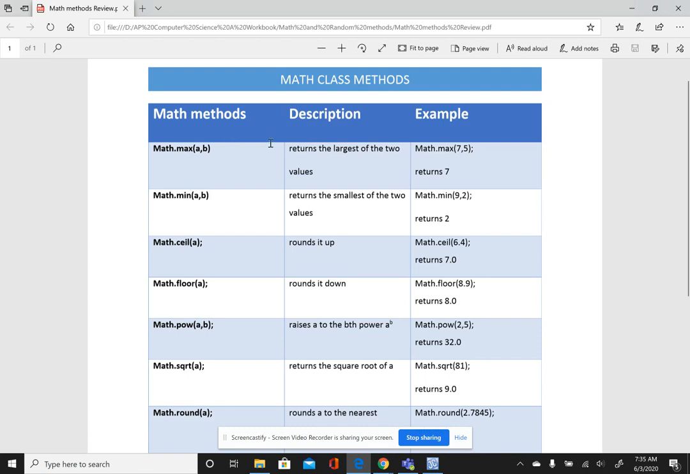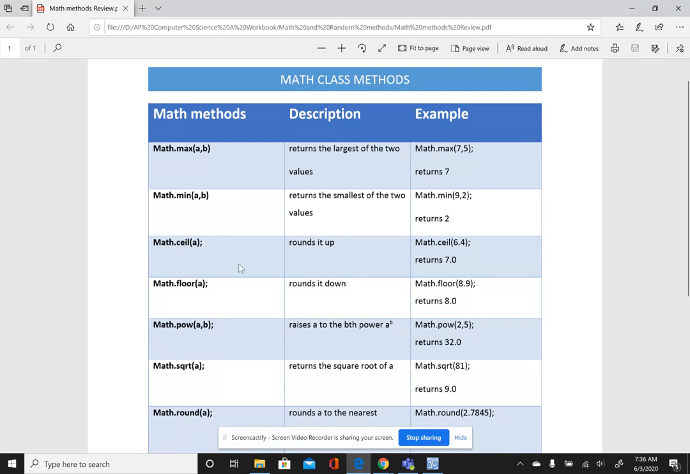As you can see in this review, you have the math method. In the first column, you have the description, what this method does, and then an example. For example, math.max accepts two arguments. They could be integers or doubles, and it returns the highest of the two, as you can see in this example. Math.min does the same thing, but it returns the lowest of the two values.